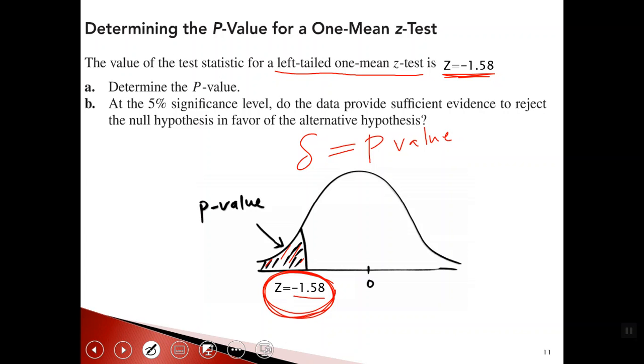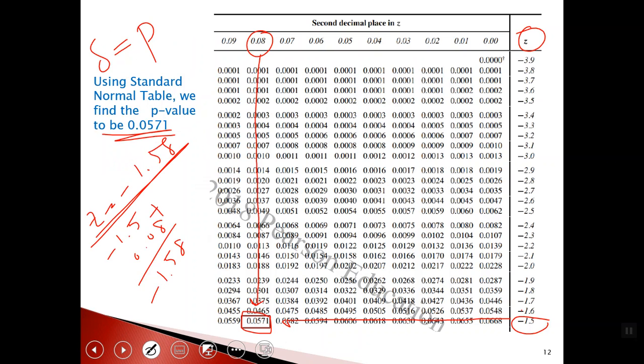Yes, we have done this one. Now they have given the significance level, the alpha value. It is 5%, which means alpha equals 0.05. I don't remember this alpha.